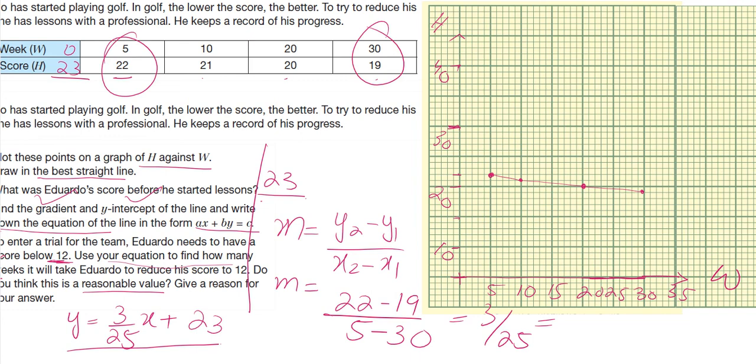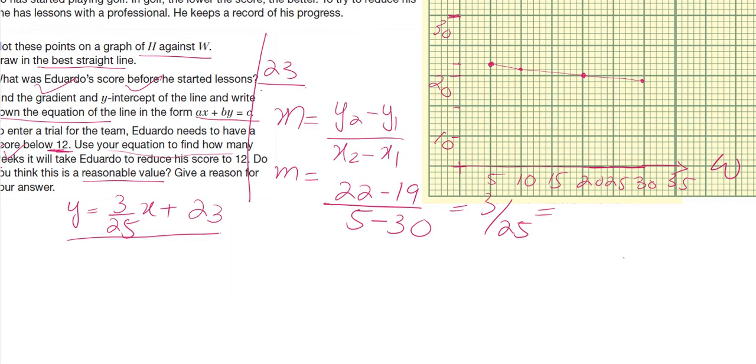Okay, so he needs to go below 12. That's part D. Use your equation to find out how many weeks it will take. Okay, let's use this equation. Okay, y is the score, and x you need to find out.